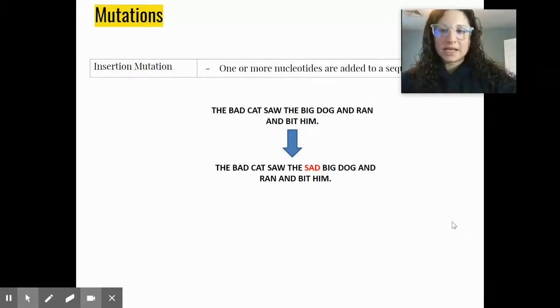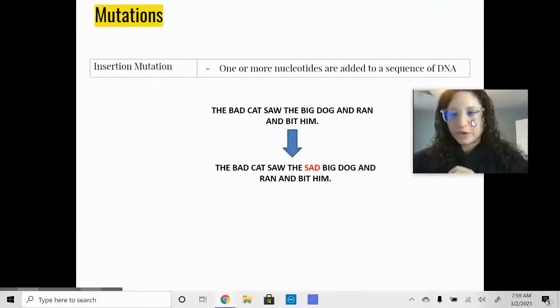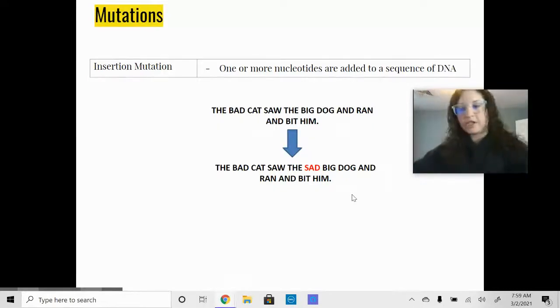All right, so the next type of DNA mutation that we're going to talk about is an insertion mutation. And so basically we are inserting one or more nucleotides to our DNA sequence. So again, we're going to take our sentence, the bad cat saw the big dog and ran and bit him, and I'm going to insert the word sad. So in this case, the bad cat saw the sad big dog and ran and bit him. So the sentence still makes sense. We're actually adding another adjective to describe the dog.